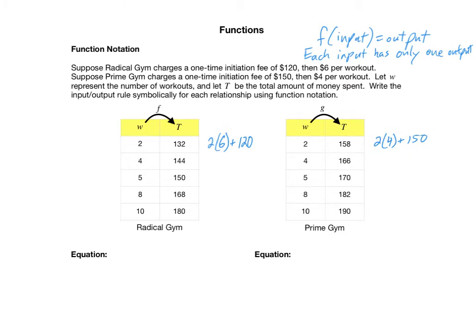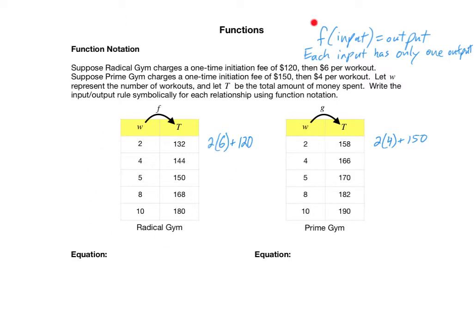We now want to generalize this relationship by writing it symbolically. And in writing it symbolically, we want to actually use function notation. Don't forget we've got these variables defined. The relationship between number of workouts and the total amount of money spent for Radical Gym, we called F, and the relationship between the number of workouts and the total amount of money spent at Prime Gym, we represented with the letter G. Let's first work with Radical Gym.